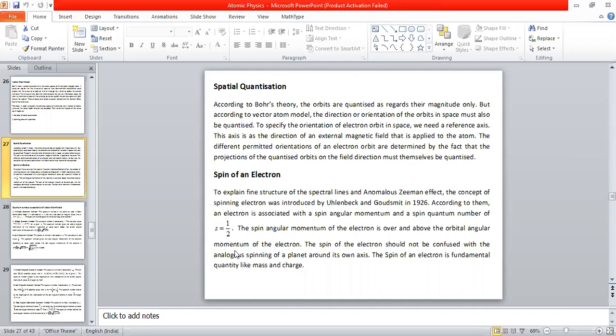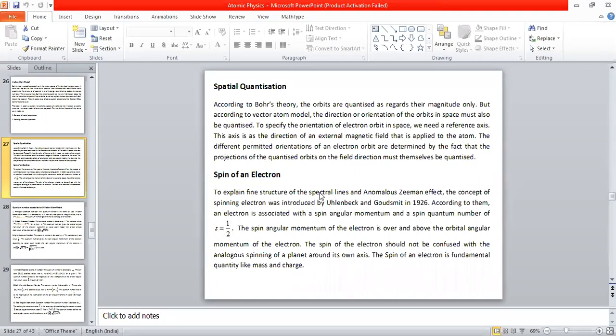I will explain this in detail in the next section. Try to remember: there is a spin quantum number associated with the electron. The spin quantum number is designated by small letter s and the spin quantum number value is s equal to 1/2. Since it has a spin quantum number, it has spin angular momentum. So our electron not only possesses orbital angular momentum, it also possesses spin angular momentum.